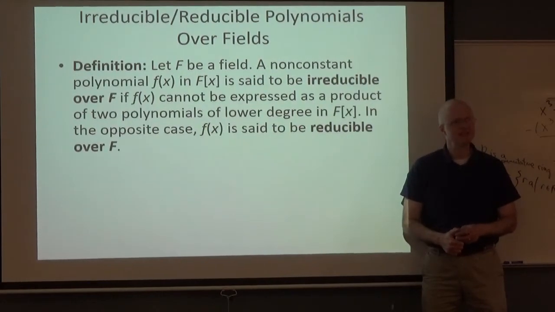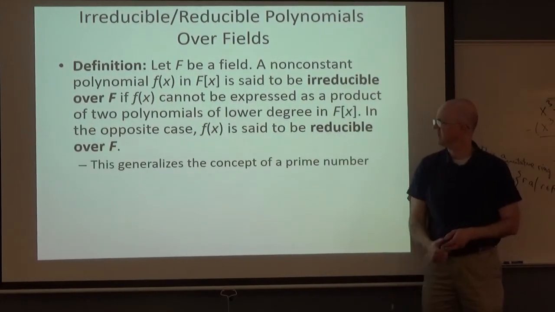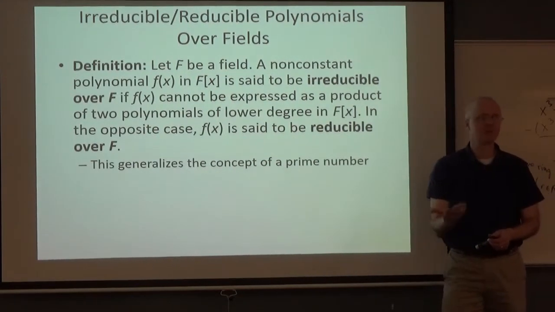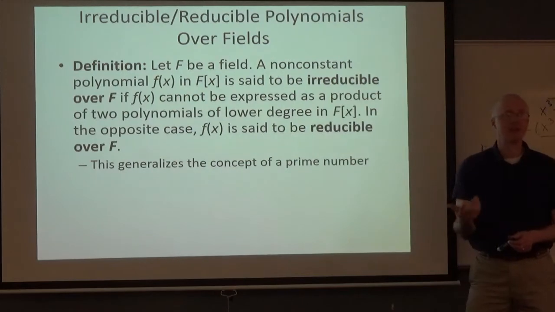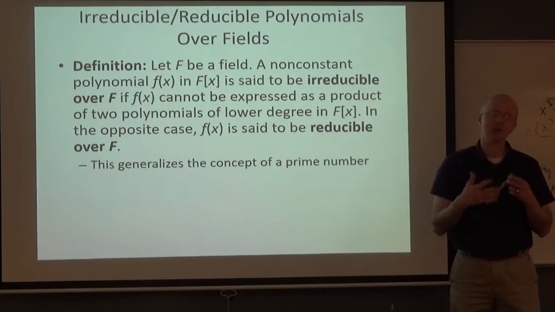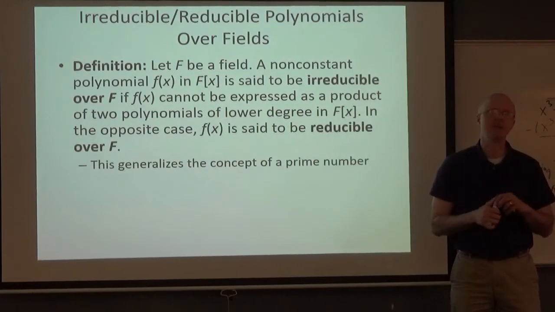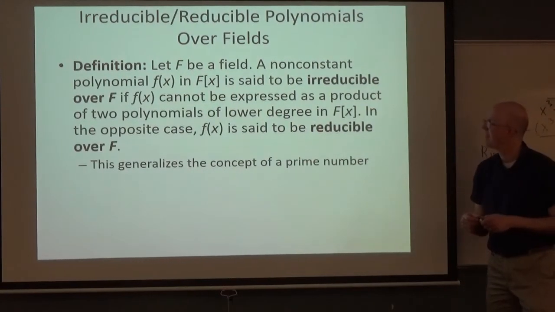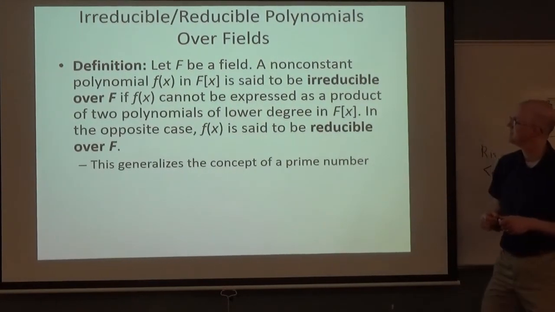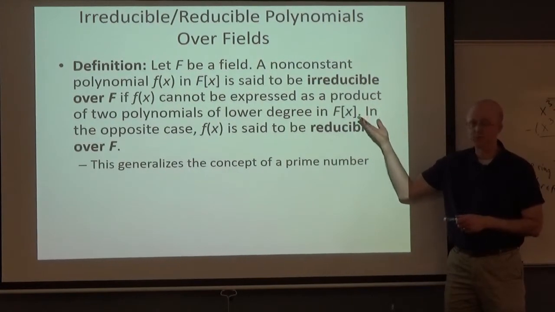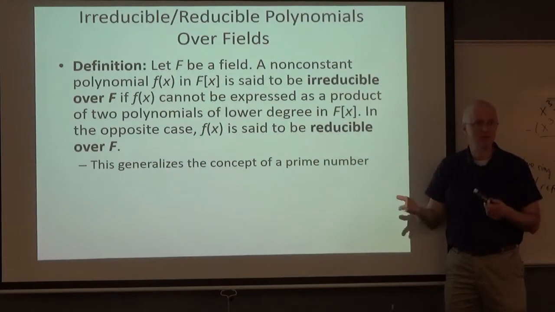This is analogous to prime numbers. This generalizes the concept of a prime number. A prime number is a positive integer, bigger than 1 actually, that cannot be expressed as a product of two smaller positive integers; you can only factor it as 1 times itself. Here we're saying if it's irreducible, you cannot express it as a product of two things of lower degree.